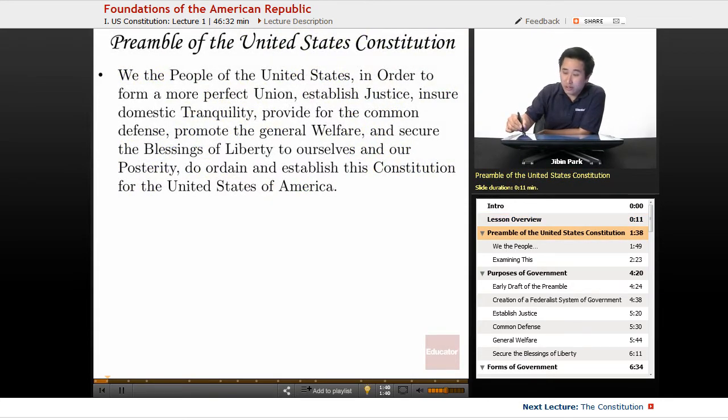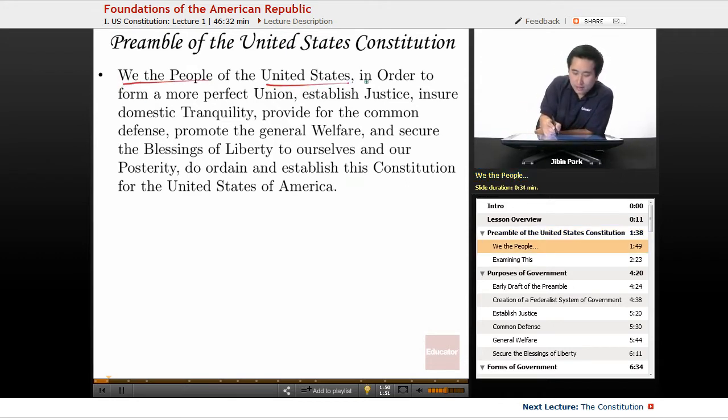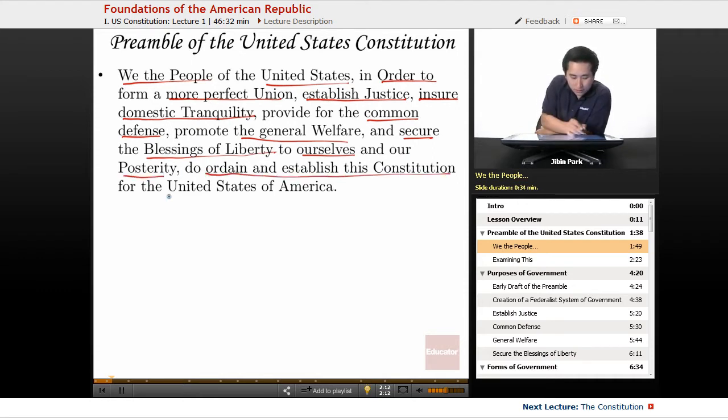So let's look at the preamble to give you an idea of what the Constitution was really about. Let's dissect this together. We the people of the United States, in order to form a more perfect union, establish justice, ensure domestic tranquility, provide for the common defense, promote the general welfare, and secure the blessings of liberty to ourselves and our posterity, do ordain and establish this Constitution for the United States. So this is the setup for what the Constitution is about.